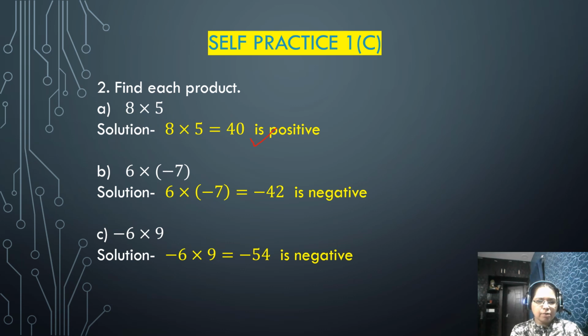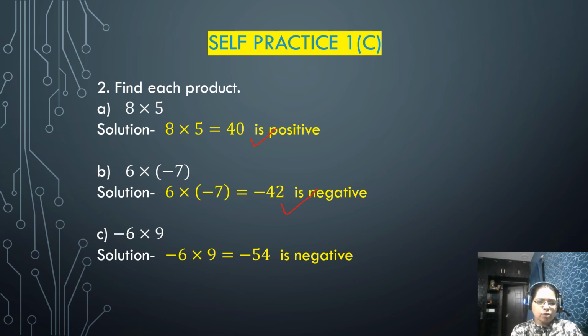B. 6 multiplied by minus 7. Here 6 is a positive integer and minus 7 is a negative integer. We know multiplication of positive and negative, we get negative sign. So 6 multiplied by minus 7 is minus 42, and minus 42 is a negative integer.